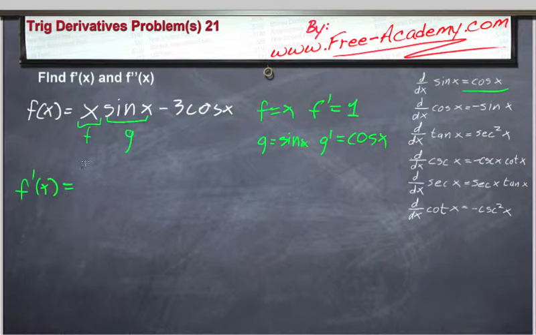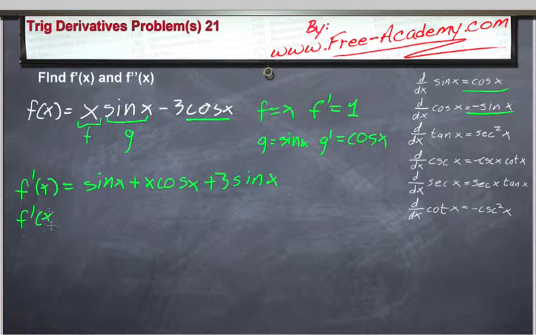f prime of x is equal to f prime times g plus g prime times f. So this is x cosine of x. This is minus 3 times the derivative of cosine of x, which is negative sine of x. So this becomes plus 3 sine of x.